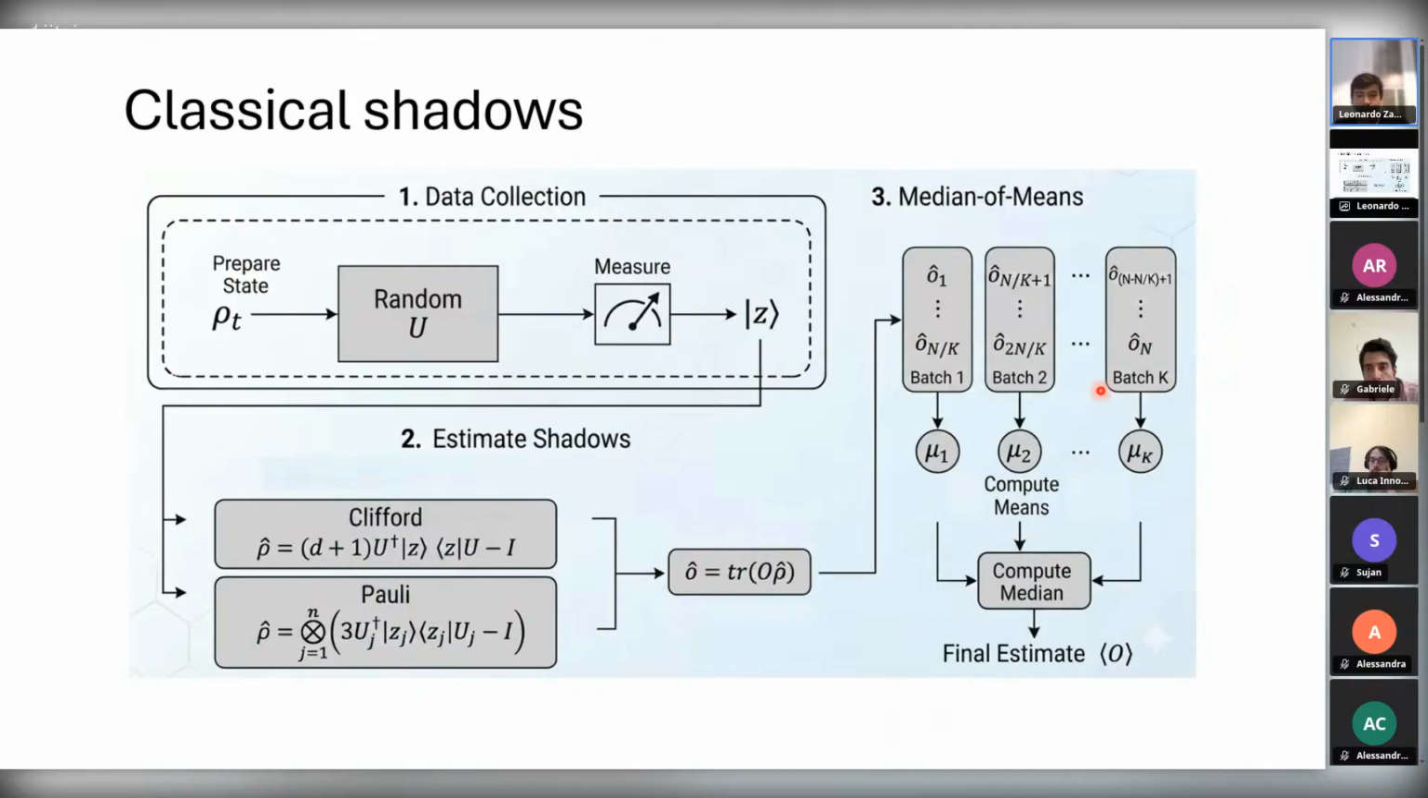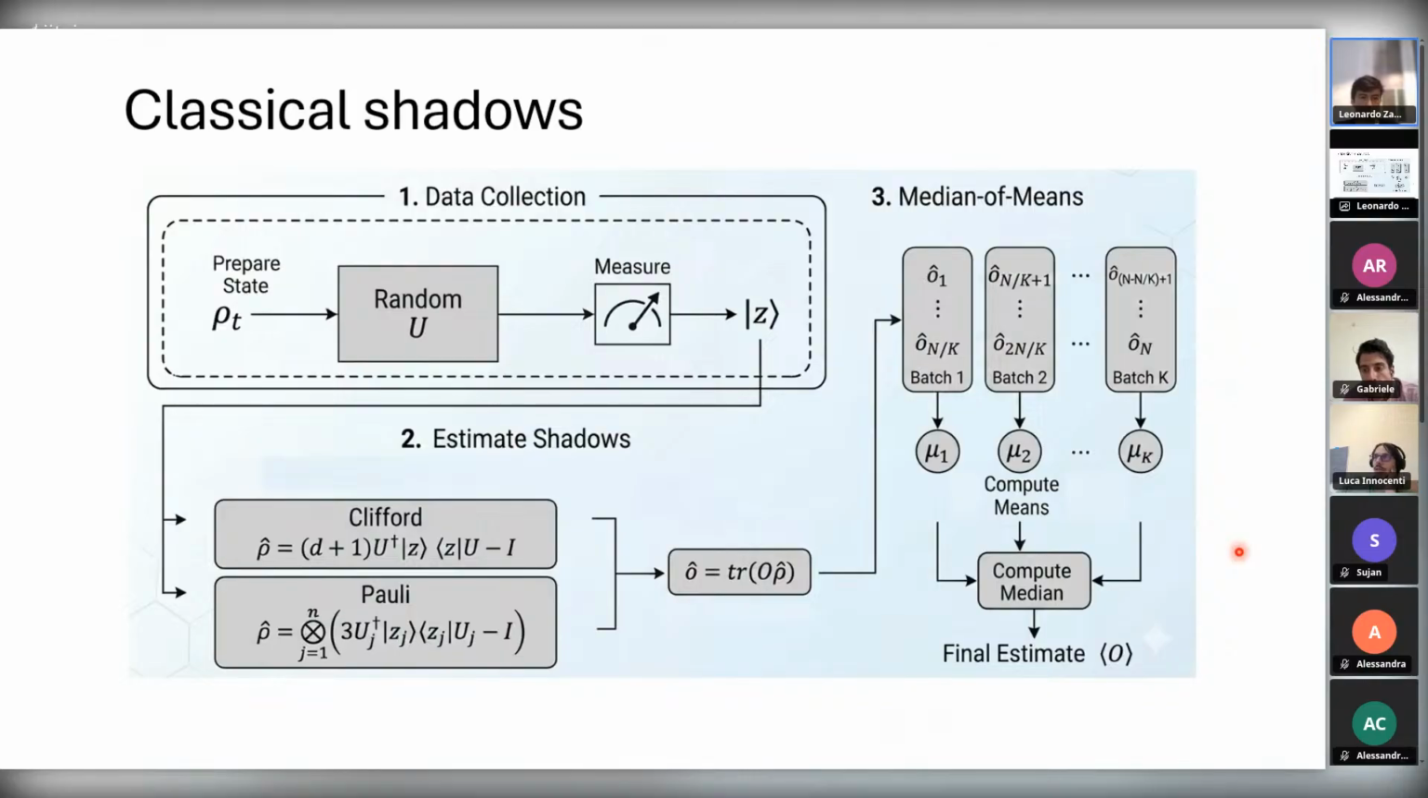But if the states are correlated in time, or we have an adversary, this adversary could put just one outlier in each one of these batches, and then all these means would be biased. The median wouldn't be able to solve this problem.